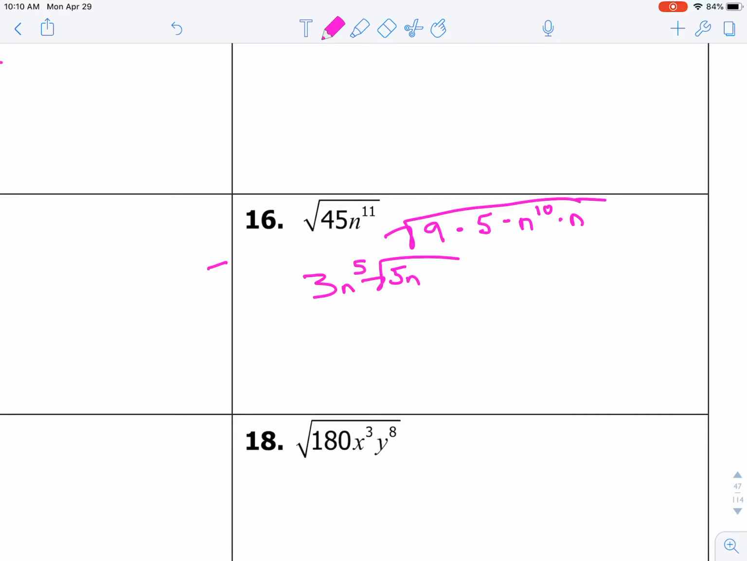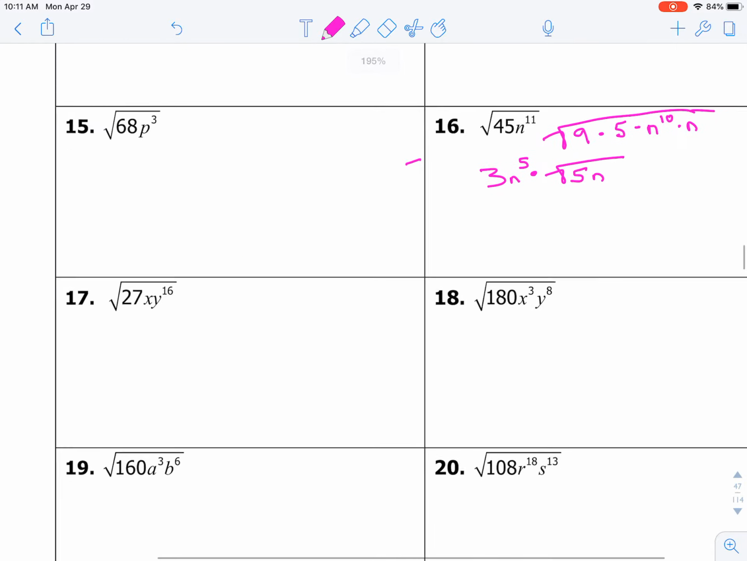So maybe write these with a little degree of separation there. Like I would go like times square root of 5n. You could even make it real clear like that. I just don't want to be thinking that that's a fifth root attached to the radical sign.